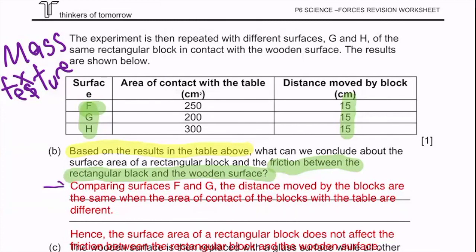So this is your evidence. You describe. You compare surfaces F and G also can, or you can always compare the three surfaces because you know that the distance moved by the blocks are all the same, when the area of contact of the blocks with the table are different. Hence, you just write your conclusion. You answer the question. You tell me it doesn't affect: the surface area of a rectangular block does not affect the friction between the rectangular block and the wooden surface. That's it.